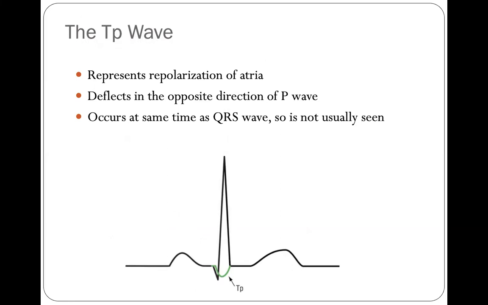It's a downward deflection in lead 2. It deflects in the opposite direction of the P wave, whichever way the P wave is going in that particular lead that we're looking at. And it often occurs at the same time as the QRS complex, so we rarely see it.